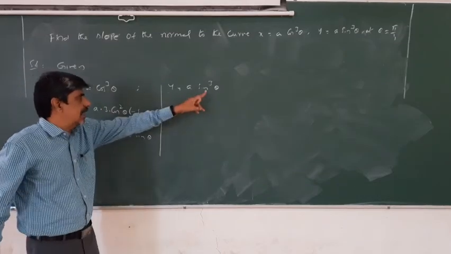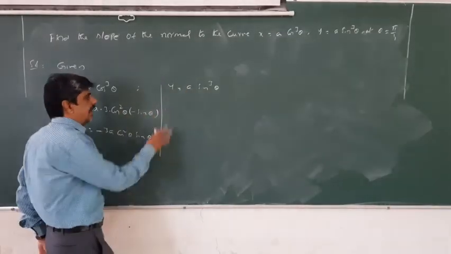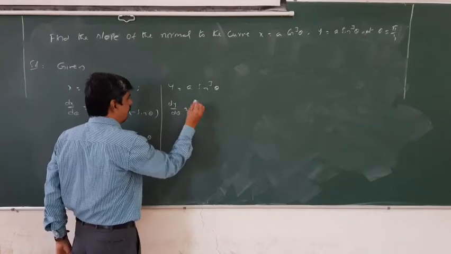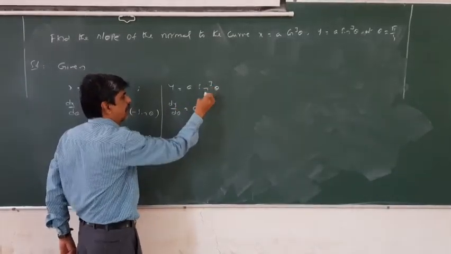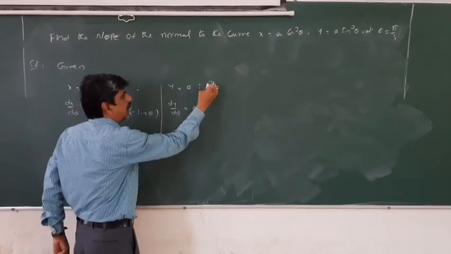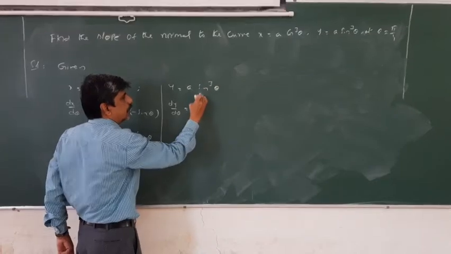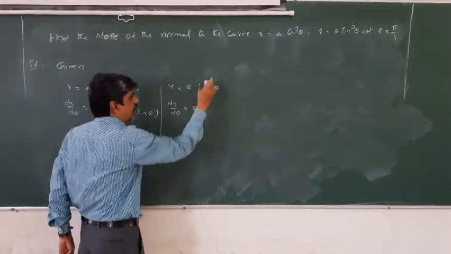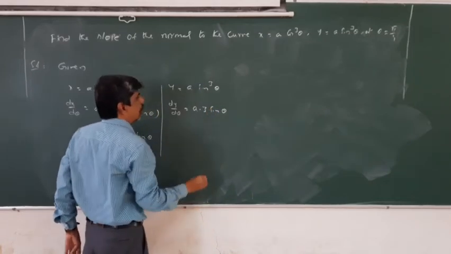y is also a function of theta. Differentiate with respect to theta on both sides. So dy by d theta equals a, a constant coefficient, keep it the same, times d by d theta of sin cube theta, which means sin theta whole cube. By the formula, d by dx of x cube is 3x square, so d by d theta of sin theta whole cube gives 3 times sin theta whole square.